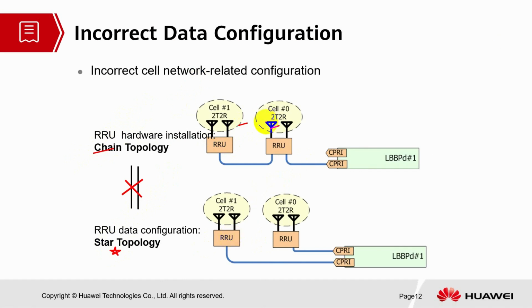So for the actual site, the hardware installation should be on site. Data configuration is actually related to the software. So basically the hardware and the software need to match. In this case, they have the wrong topology. For hardware, they are using chain, but in the configuration, you have added star. So this is a wrong configuration of the topology. It is related to the network related configuration.